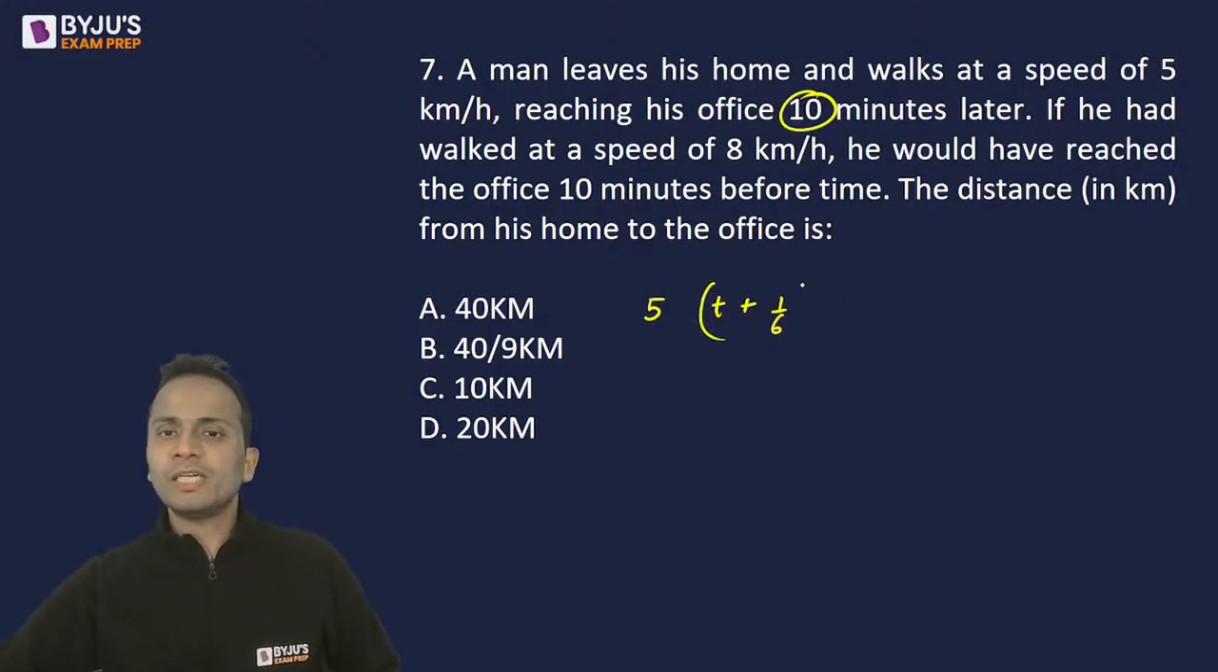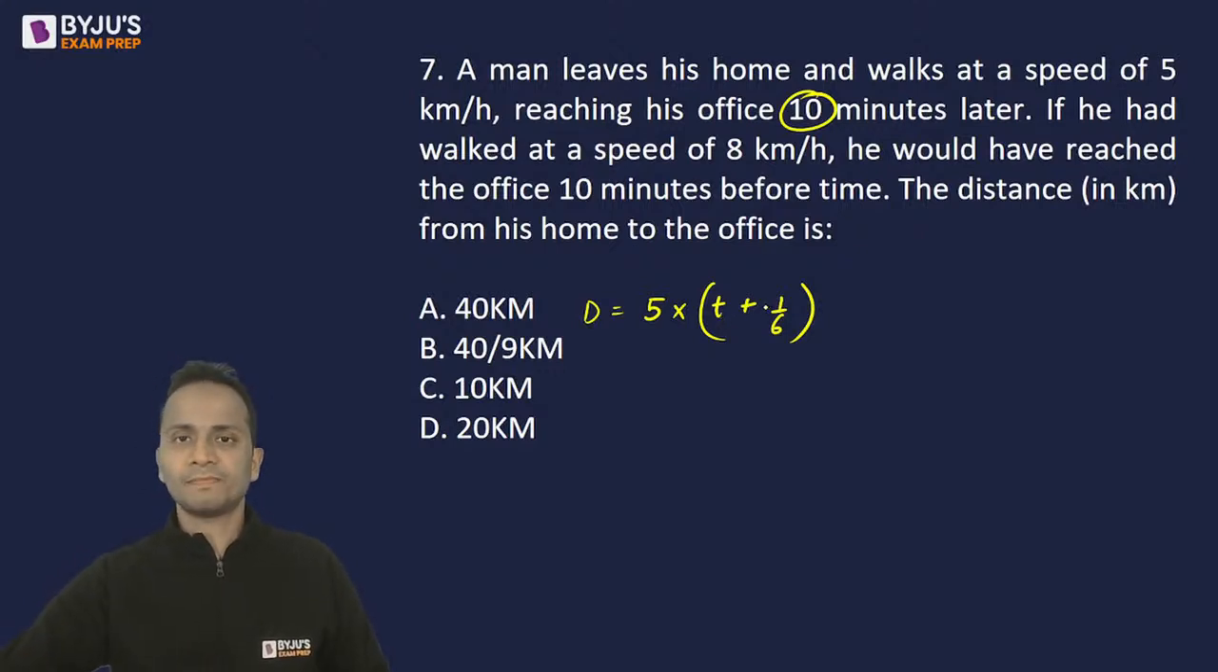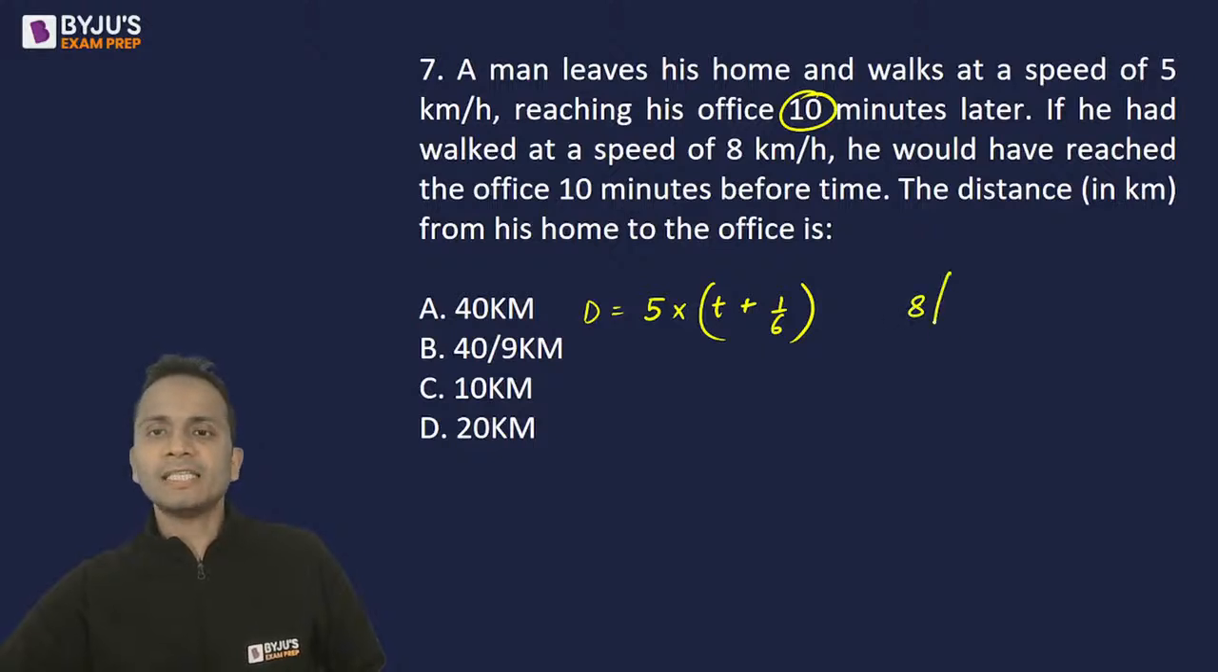So the distance traveled will be equal to speed, which is 5, multiplied by the time taken, which is t plus 1 by 6. Now in the second scenario, the speed is 8 and the time taken is 10 minutes less than the normal time taken. So it will be t minus 1 by 6.